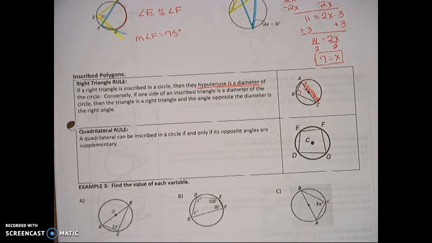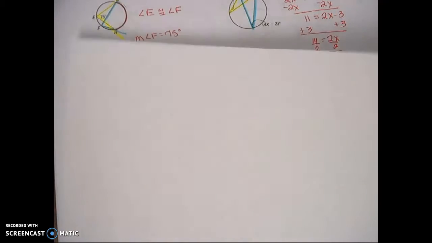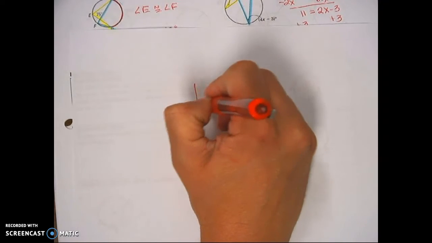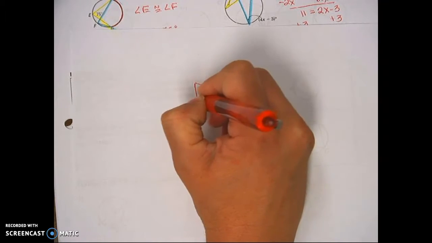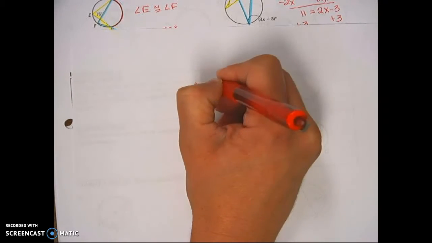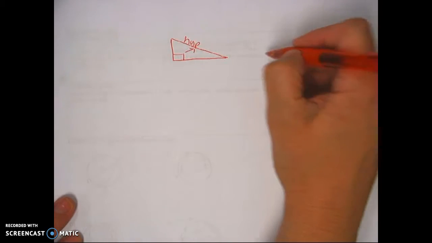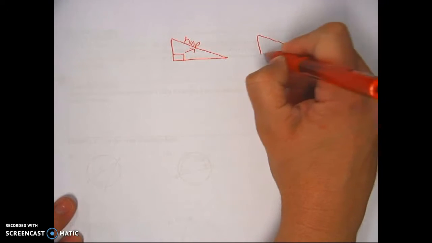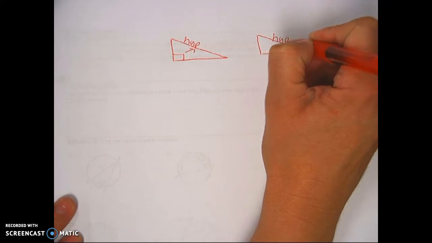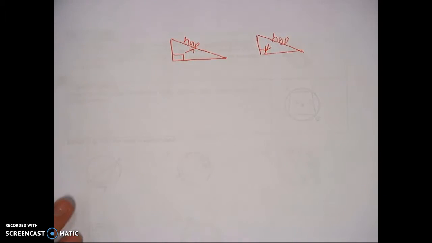Now, we know that when you have a right triangle, we've done this before, the hypotenuse is always opposite the right angle. That's always your hypotenuse. We also know that if you know which one is the hypotenuse, the one opposite is the right angle. That's what we're looking at here.